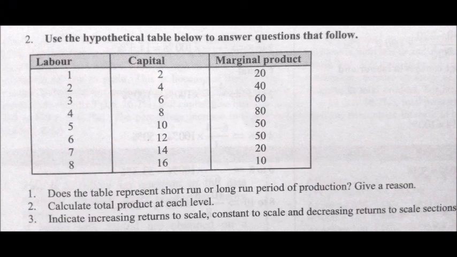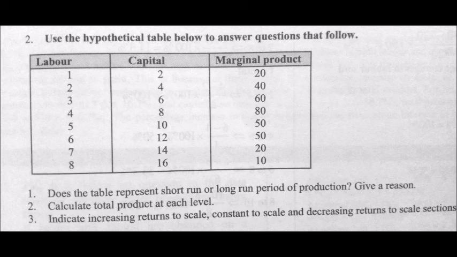So that is the table. We have labor, capital, and marginal product. Labor we have 1 to 8. Then capital we have 2 to 16. The marginal product from 20 to 10, as you can see. So as labor varies: 1, 2, 3, 4, 5, 6, 7, 8. Then capital: 2, 4, 6, 8, 10, 12, 14, 16. Marginal product: 20, 40, 60, 80, 50, 50, 20, 10.